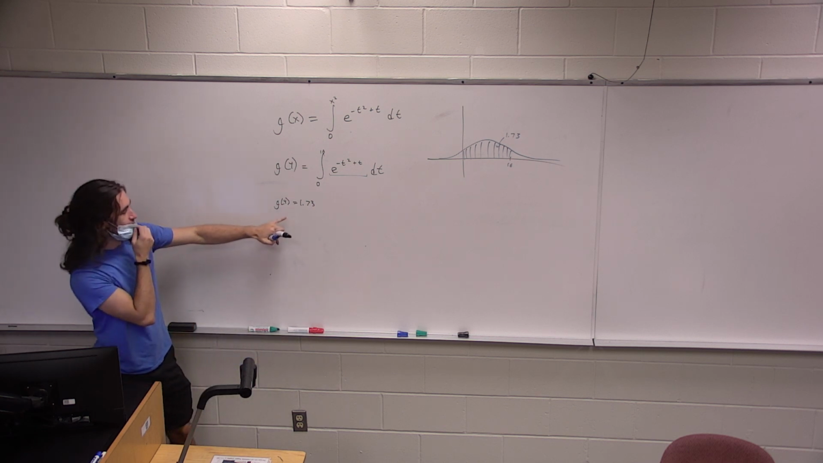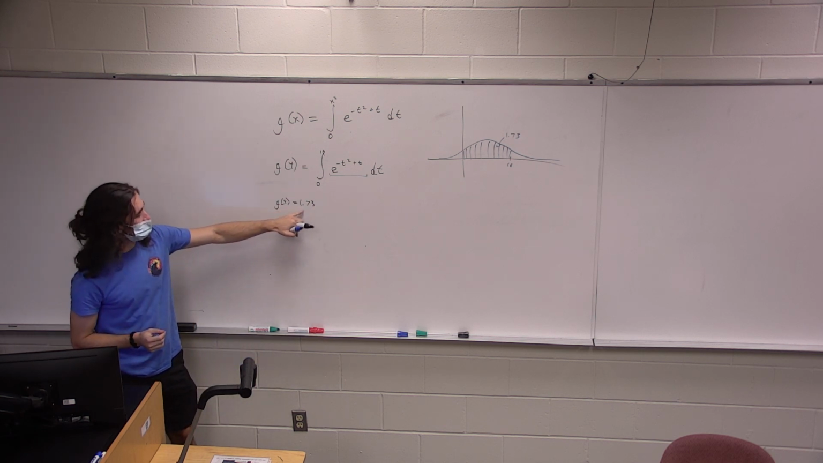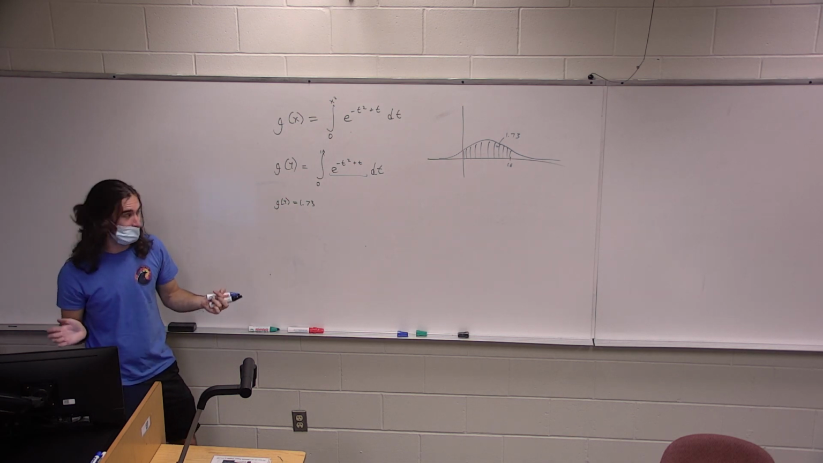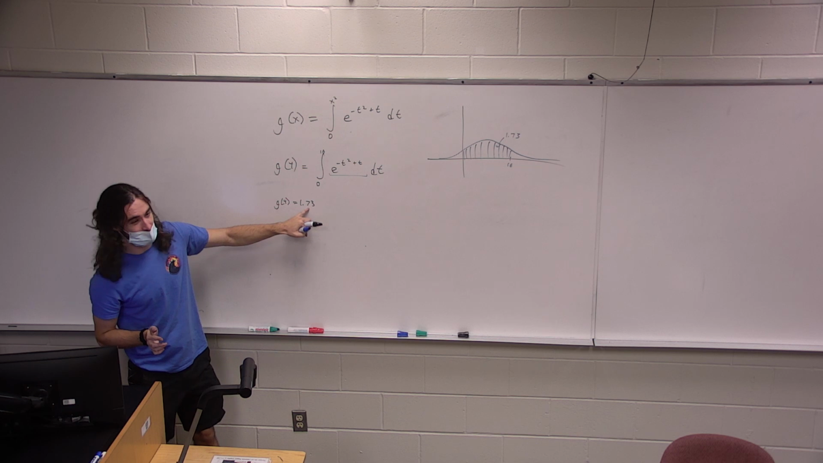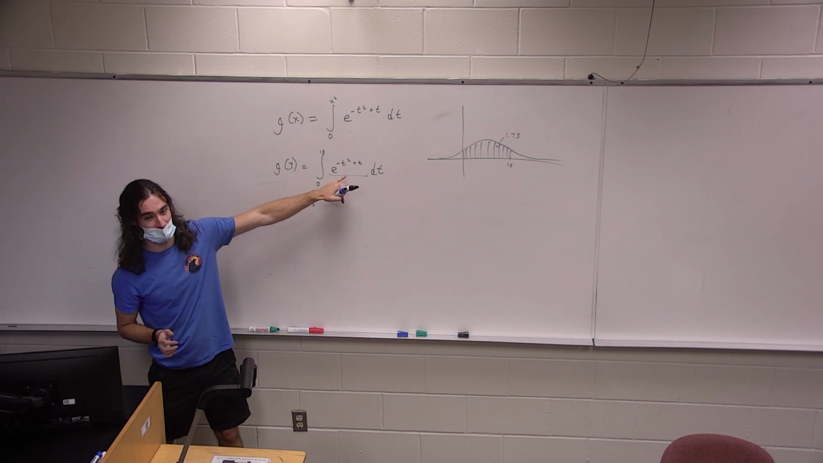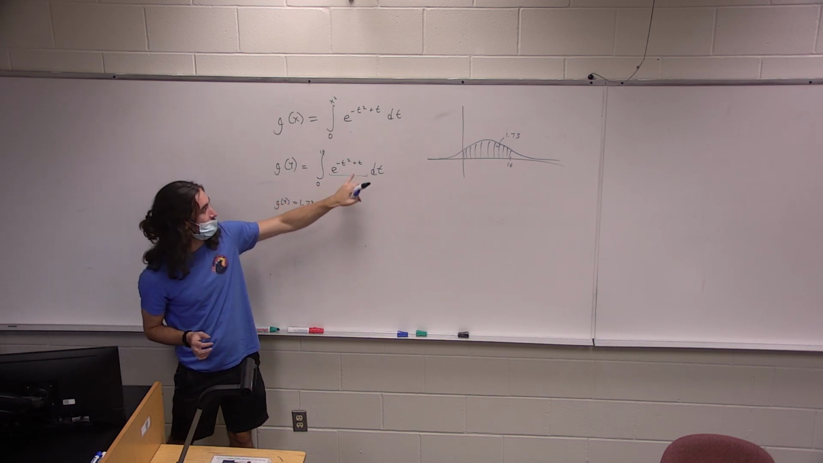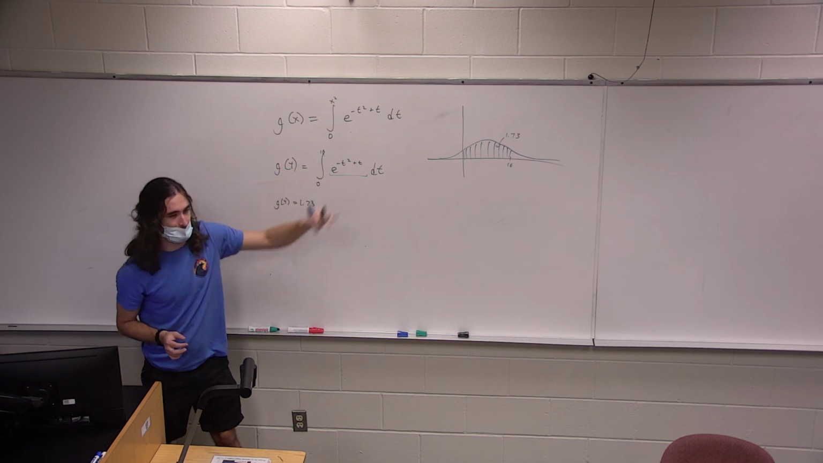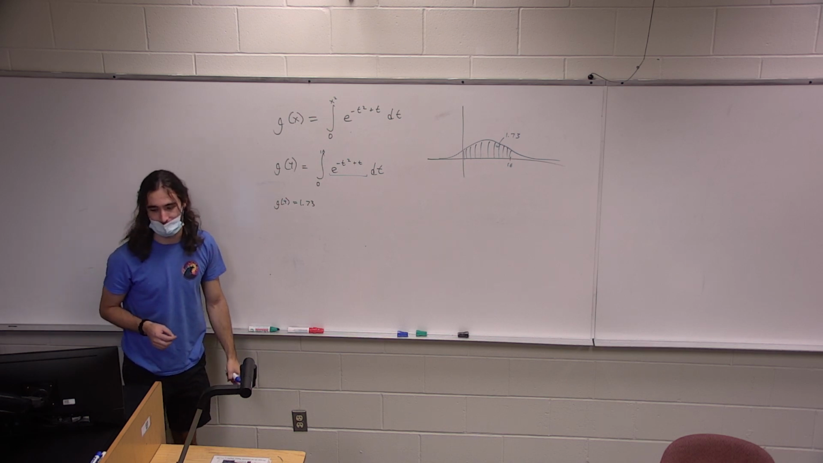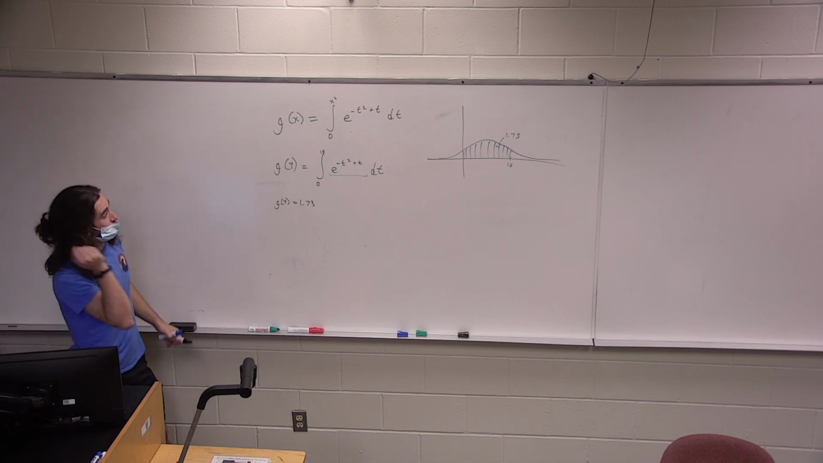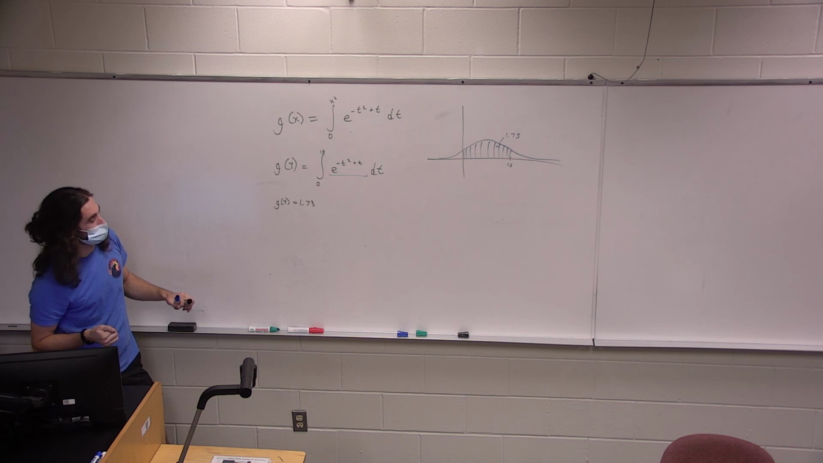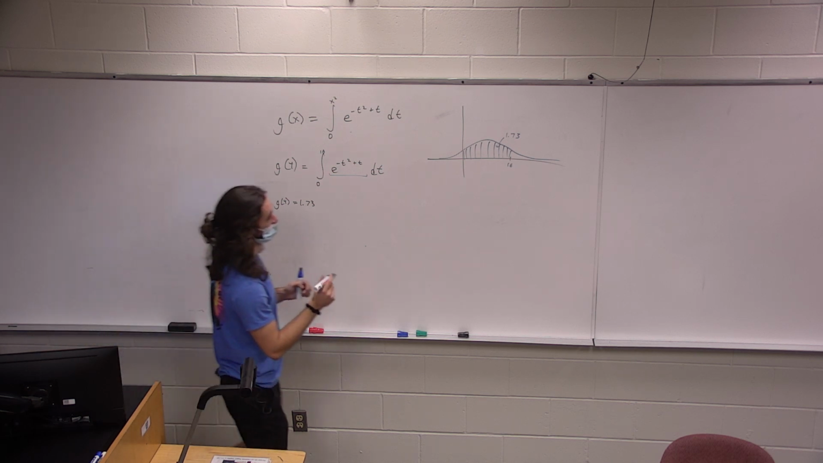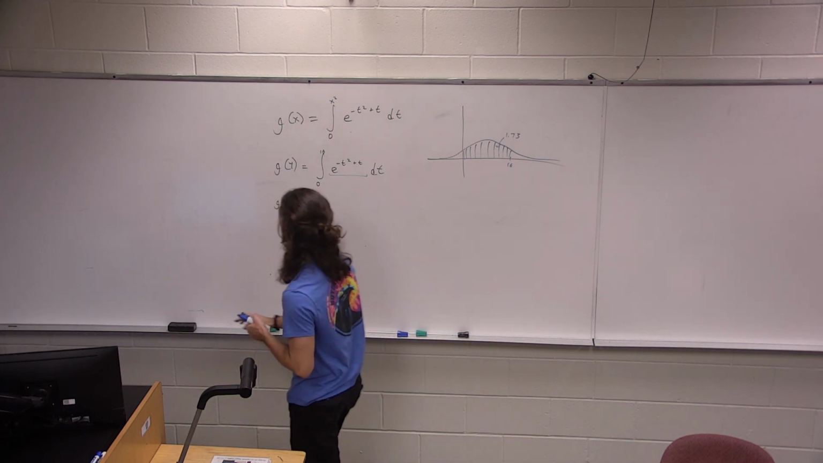So g is a function that takes in this number x and spits out some other number called g of x. The way it comes up with its number is it takes an integral of this function, e to the negative t squared plus t, from 0 to whatever x squared was, and then spits out that area at the end. So what they're asking us is, what is g prime?